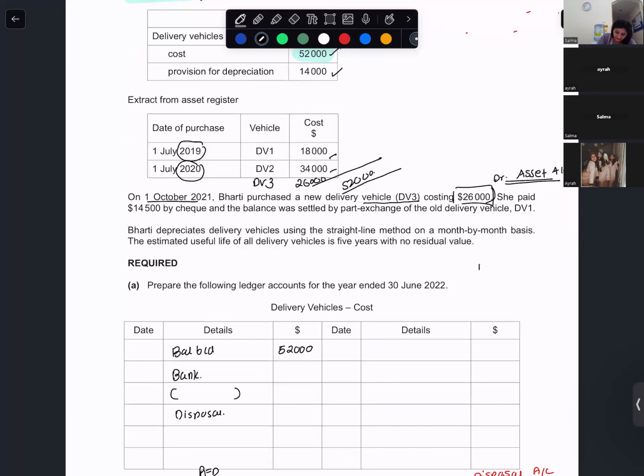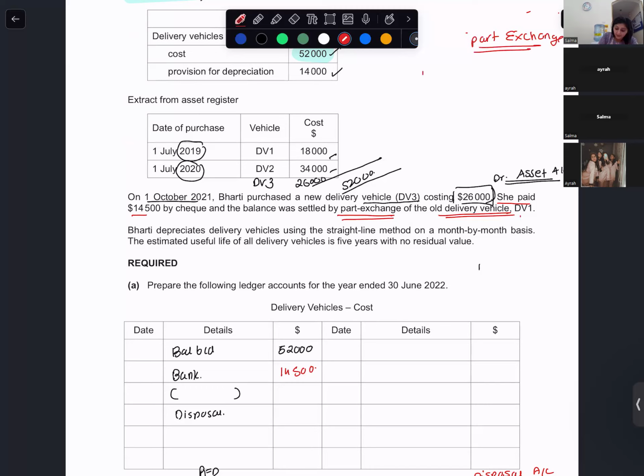So what you have done? You have part exchanged it. You have paid 14,500 by check and the balance was settled by part exchange. Now you have exchanged your vehicle, part exchange of the old delivery vehicle 1. So how much have you exchanged? Part exchange value is how much? It is 11,500. How did you get that? I did 26,000 minus 14,500.